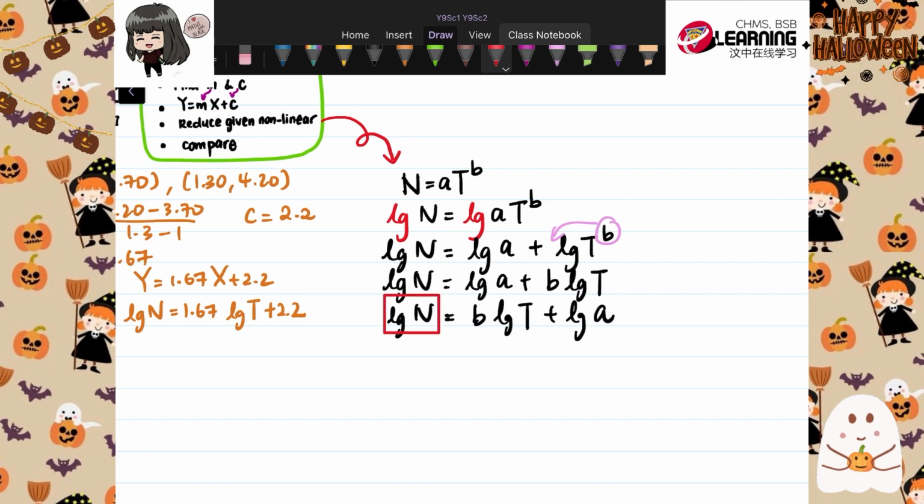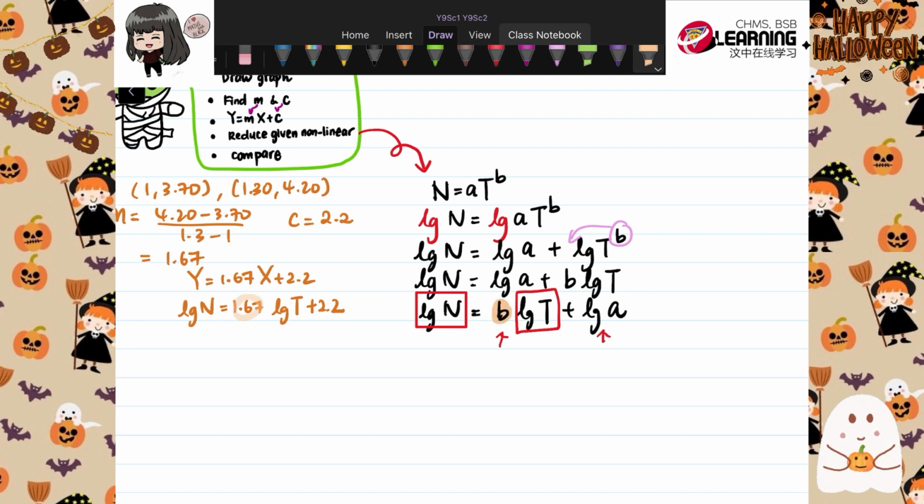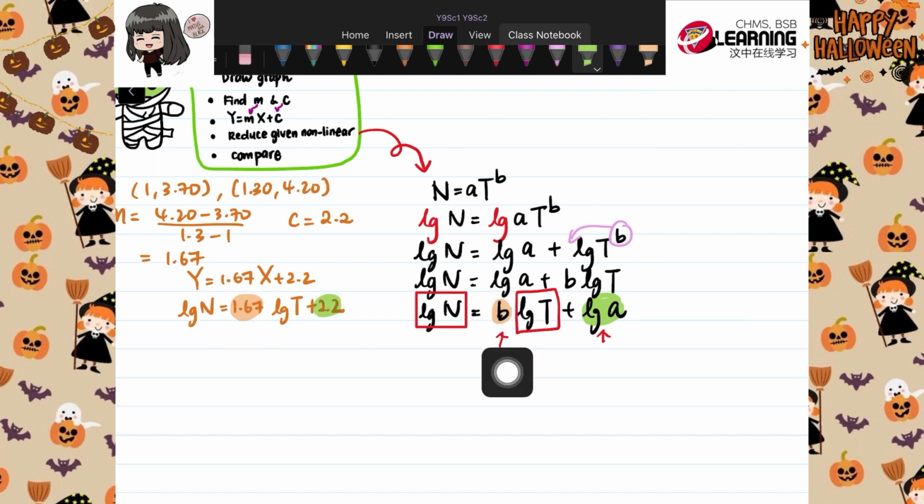This is your big Y, this is your big X. Okay, this is your M and C. Actually, you can compare already. Your B is equal to 1.67. You see that? And then your log A is this 2.2. You're comparing now. The last step already, compare.